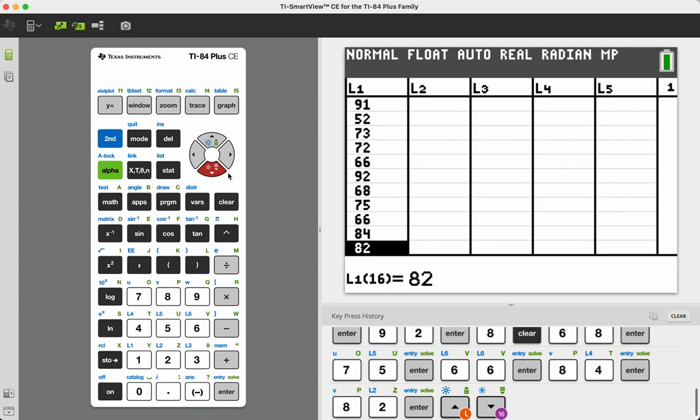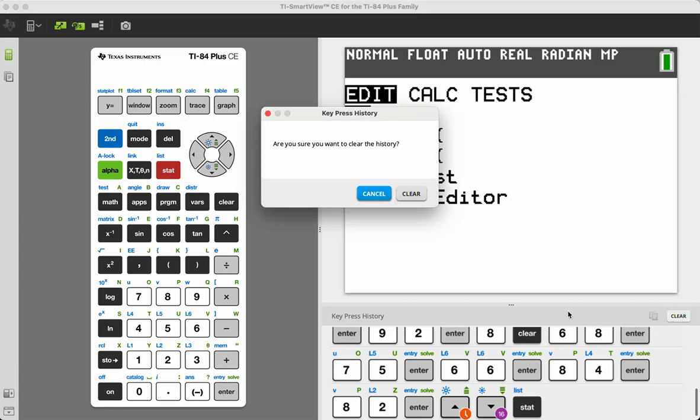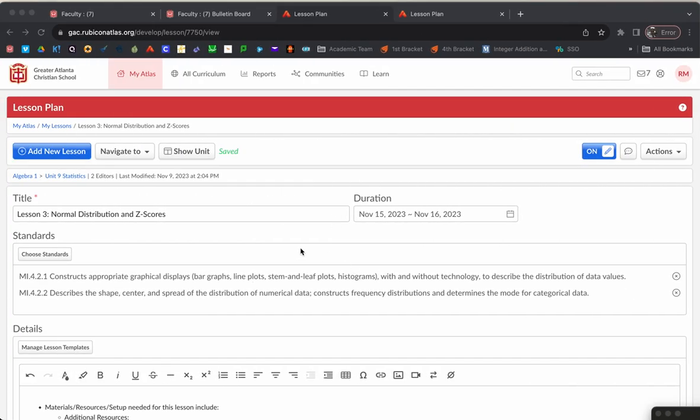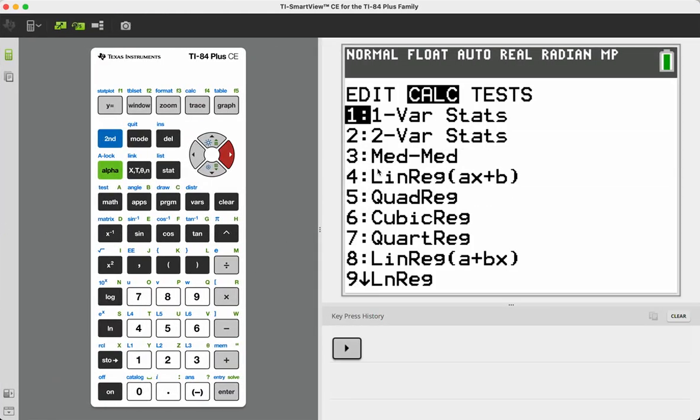So once I've done that, I'm going to go back to my stat menu. I've got all my data in, it's going to save, and I'm going to click right here. Let me clear my history so I don't see anything. Here we go. I cleared my history, so now I'm going to go over to the different ways I can get calculation information.